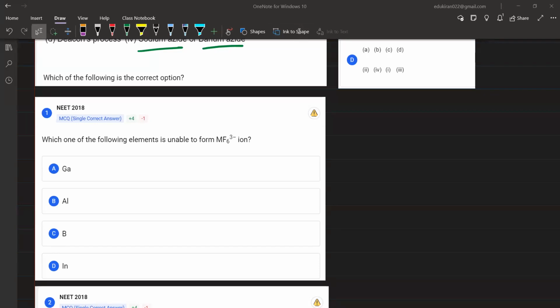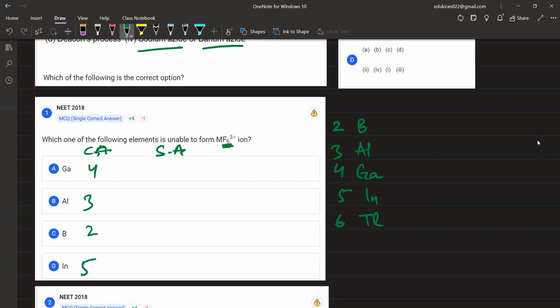Which one of the following elements is unable to form the MF6 3- ion? Simply speaking, the central atom is given to you. You have gallium. Yes, Arpit, correct. For the boron family: boron, aluminium, gallium, indium, thallium. So this is second period, this is third period, fourth period, fifth period and sixth period. Here we will write the central atom, and here I will write the surrounding atom. Central atom gallium, fourth period; aluminium, third period; boron, second period; and indium is fifth period.